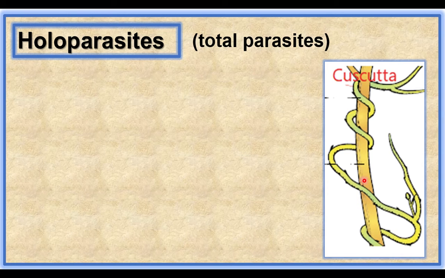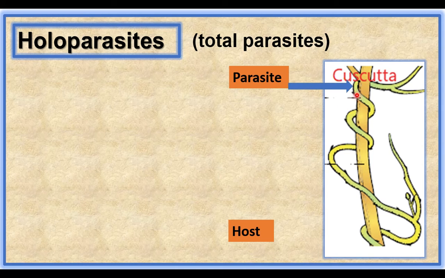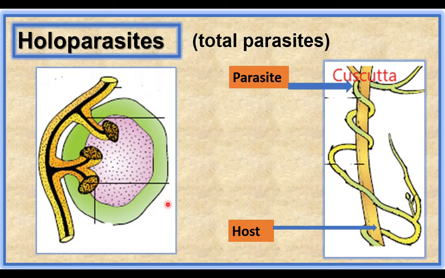Now let us see the enlarged view of the host and parasite. Here, what is the parasite? The Cuscuta is the parasite. The supportive plant is the host. This is the enlarged view, and the yellow colored stem is the parasitic stem. It is a Cuscuta plant, and this is a cross section of the host stem.